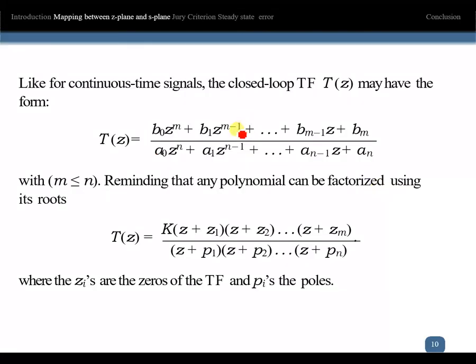How about in discrete time? In discrete time, you can write the difference equation such as here, just changing the S to Z. And we use the same rule. The order of the numerator should be less than or equal to the order of the denominator. If you factorize, you will find Z plus Z1, Z plus Z2. These are the zeros in the Z domain. Before I used the S, here I put the Z, and here the number of poles.